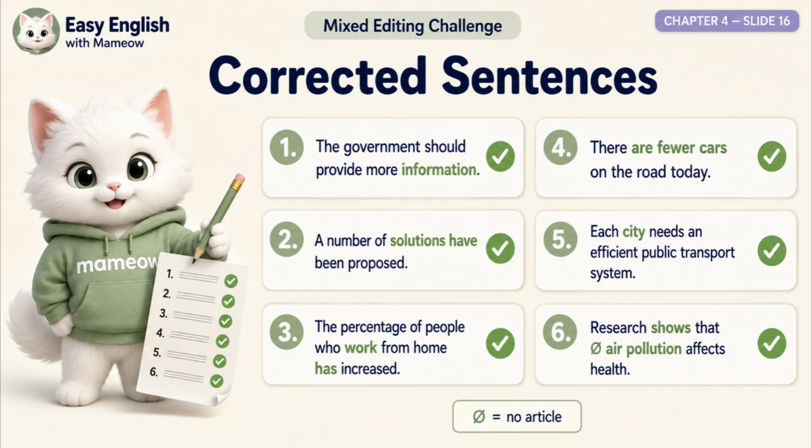5. Each is followed by a singular noun, each city. 6. Research is uncountable and takes shows. Air pollution is being discussed generally, so no article is needed.